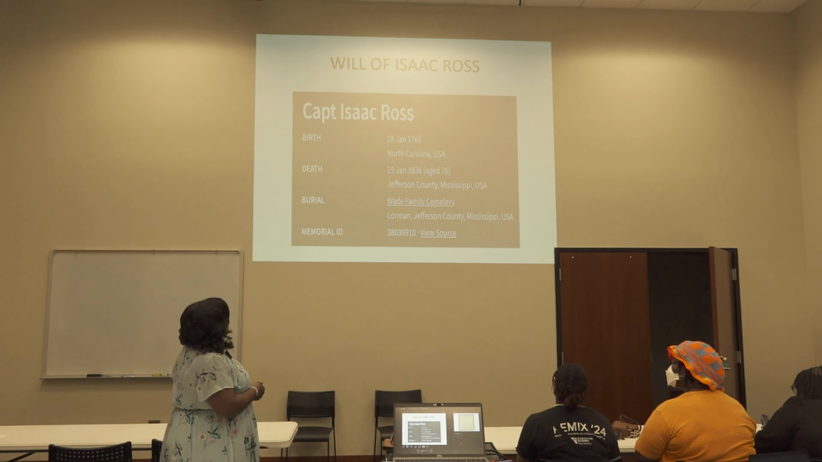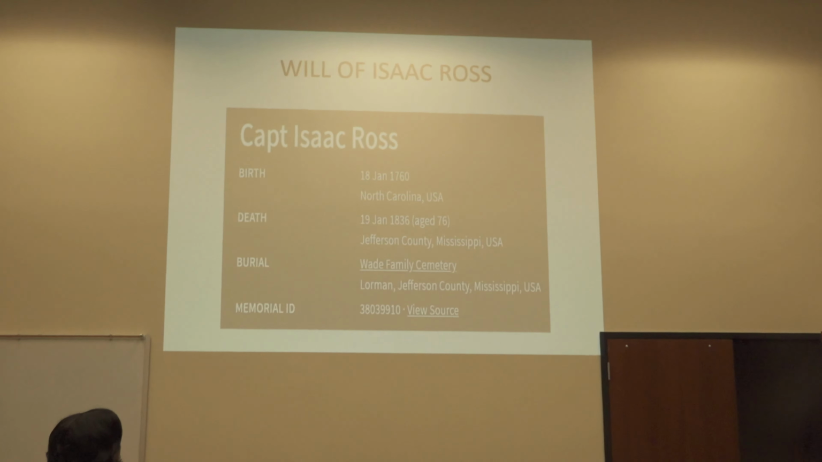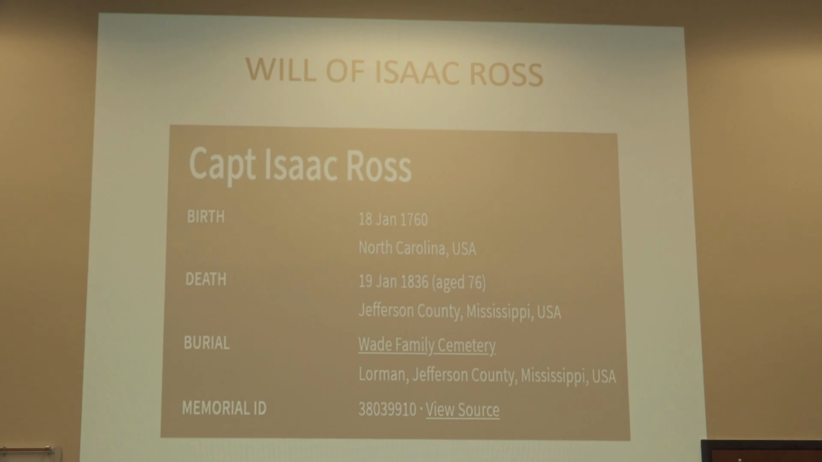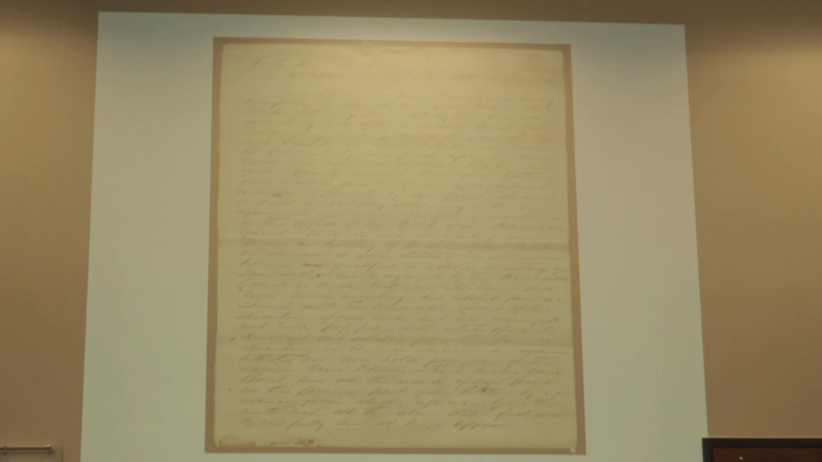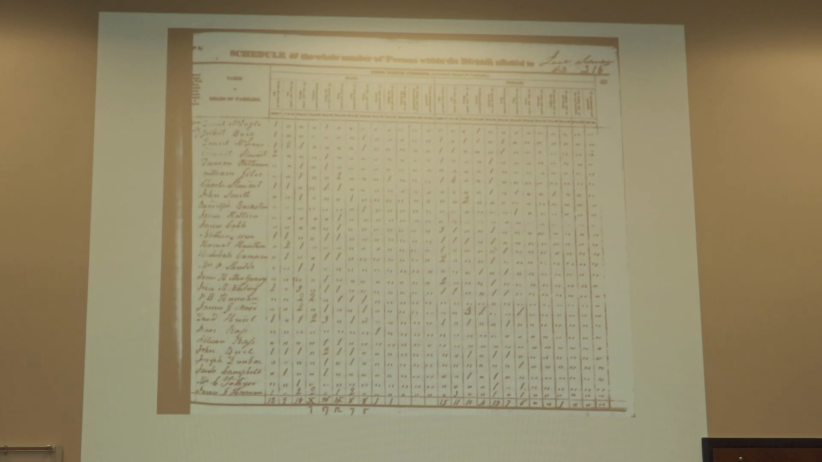So this is the will of Isaac Ross. And it tells that he is from North Carolina. He died in Jefferson County, Mississippi, where he's buried. He owned a lot of land and a lot of property. And I want to put this up, because I know you can't read it, just to show you what you're going to face when you go to the courthouse. So bring your magnifying glasses and your best eyes. Like today, I have 2 pair of glasses because I need my best eyes. I'm going to bring you one that's transcribed, okay?